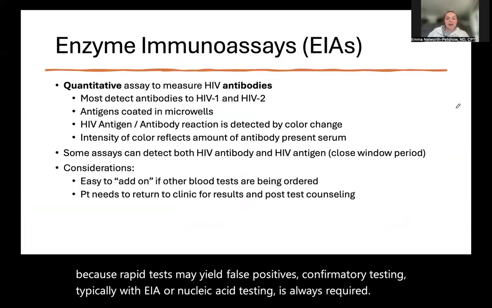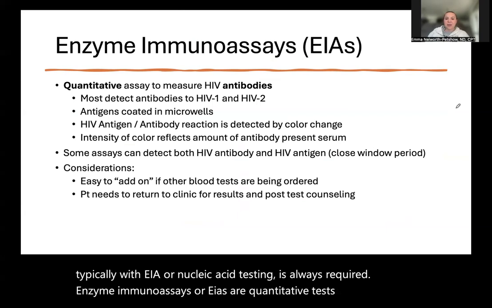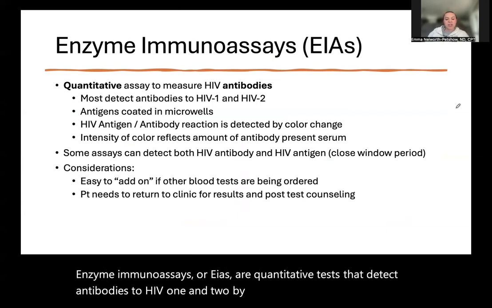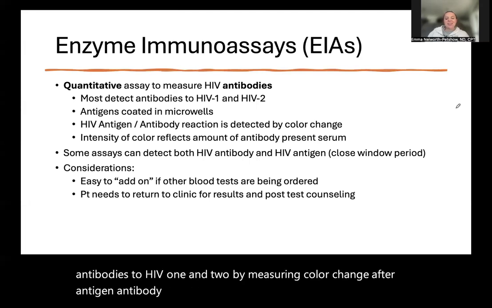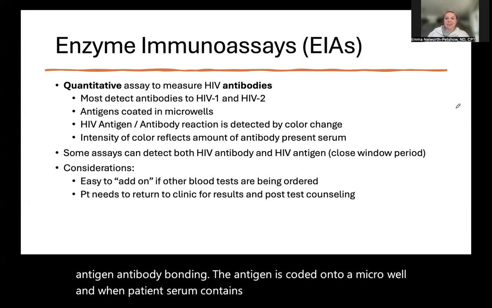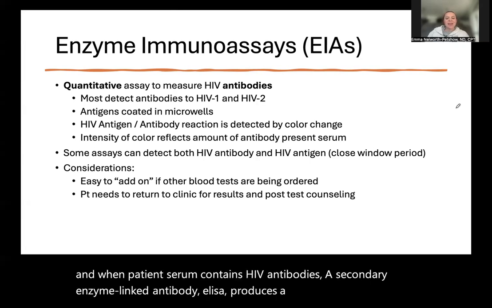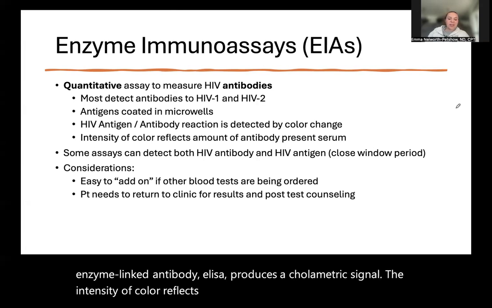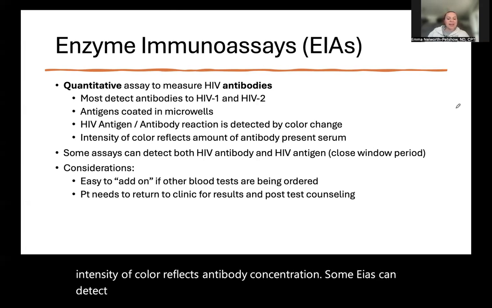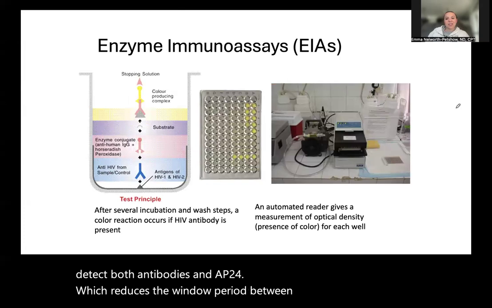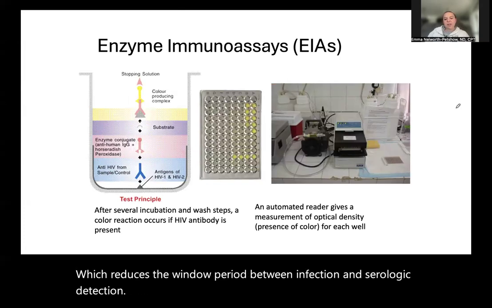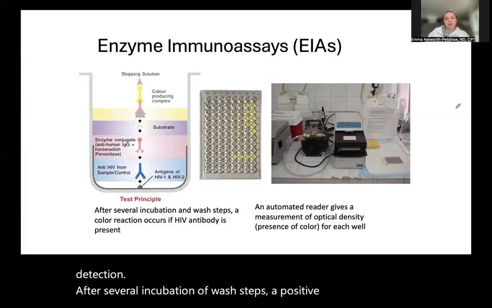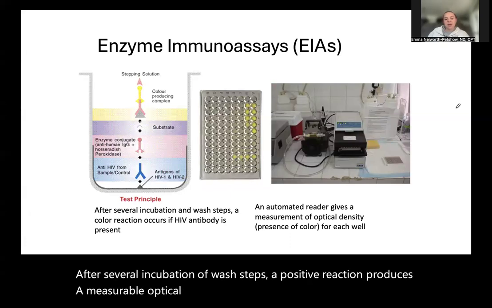Enzyme immunoassays, or EIAs, are quantitative tests that detect antibodies to HIV-1 and 2 by measuring color change after antigen-antibody bonding. The antigen is coated onto a microwell, and when the patient's serum contains HIV antibodies, a secondary enzyme-linked antibody produces a colorimetric signal. The intensity of color reflects antibody concentration. Some EIAs can detect both antibodies and a P24 antigen, which reduces the window period between infection and serologic detection. After several incubation and wash steps, a positive reaction produces a measurable optical density using an automated reader.